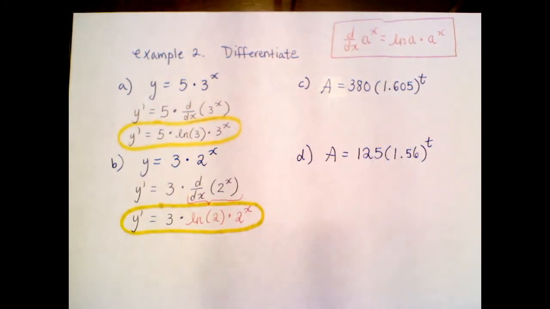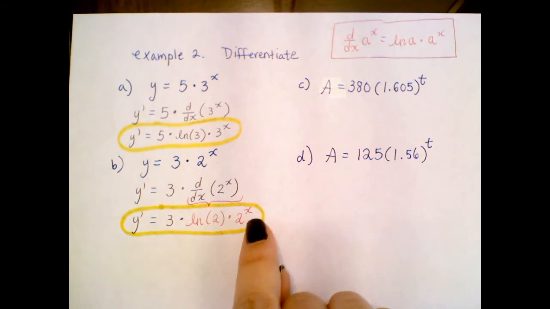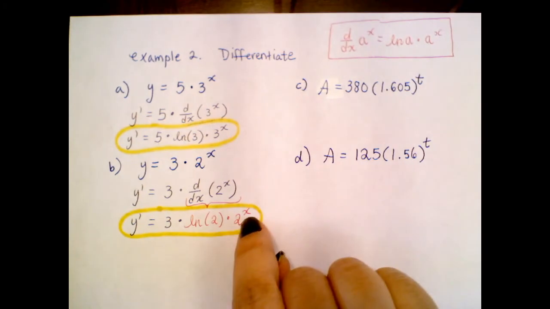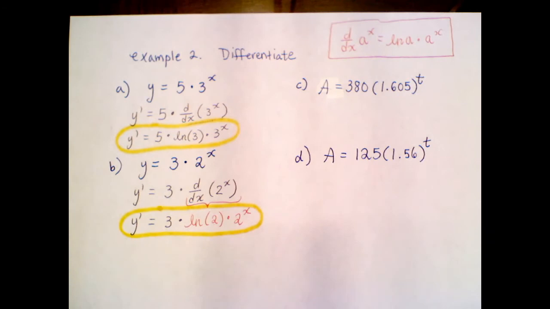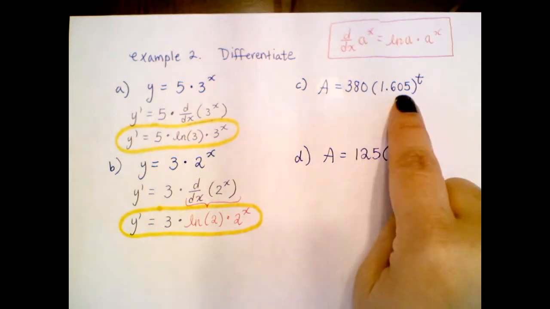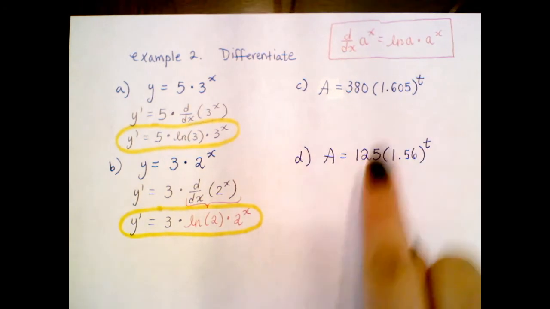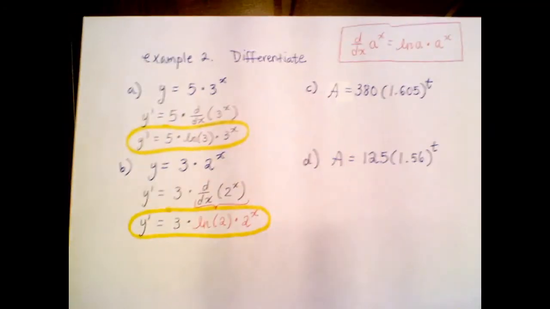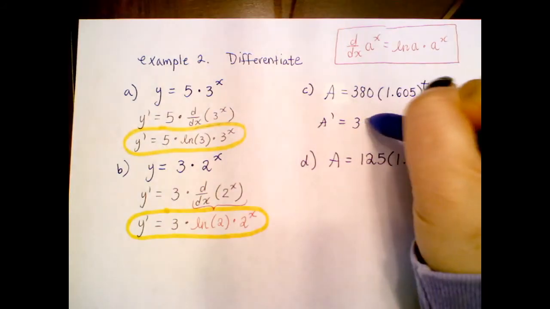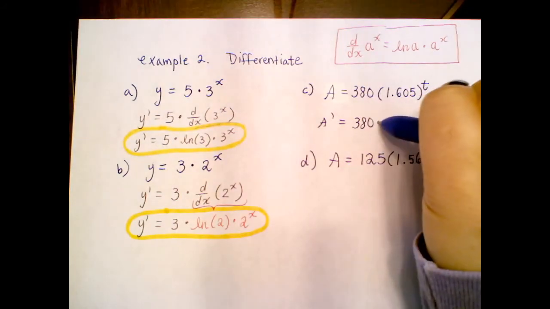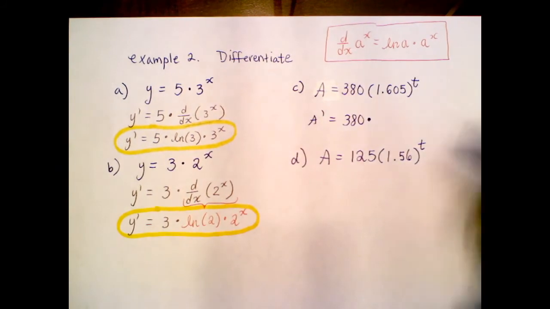That is the answer. I like to leave my term that has the exponent or the exponential term last, because 3 and natural log of 2 are really just constants. All right, this one, since you kind of saw what's going on, I'll just do it in one less step, okay? A prime is equal to, what are we going to have first? The 380 times, what do you think we're multiplying to that?